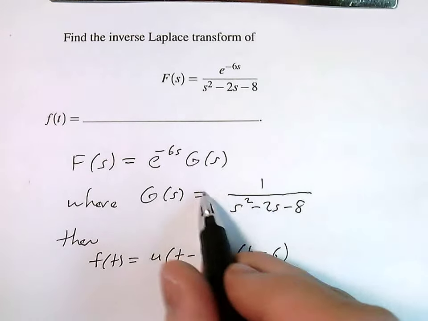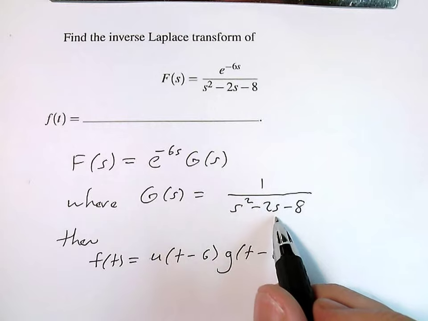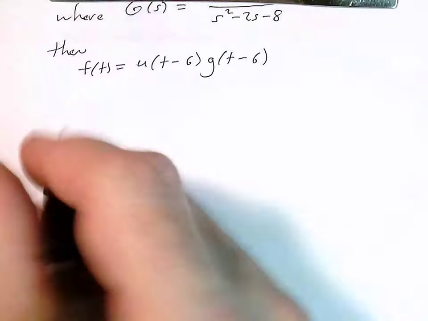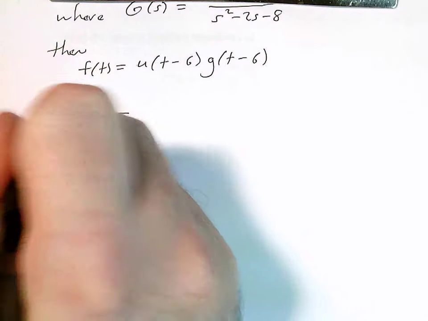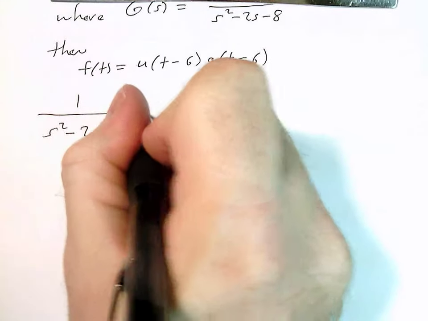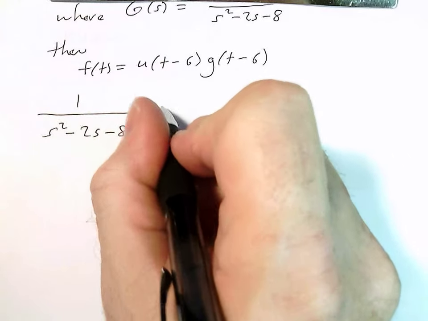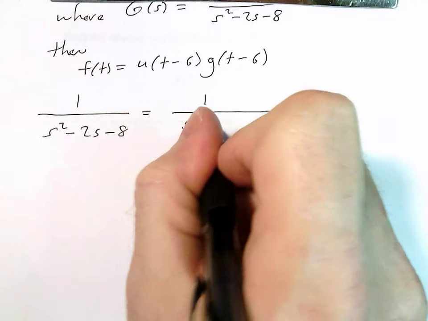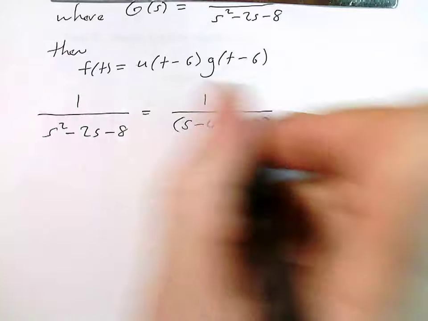So I have to find the inverse transform of this fraction here. Well, rational function, I should say. And for that, I'm going to have 1 over s squared minus 2s minus 8. Well, this factors down here, okay? So this is 1 over (s minus 4) times (s plus 2).